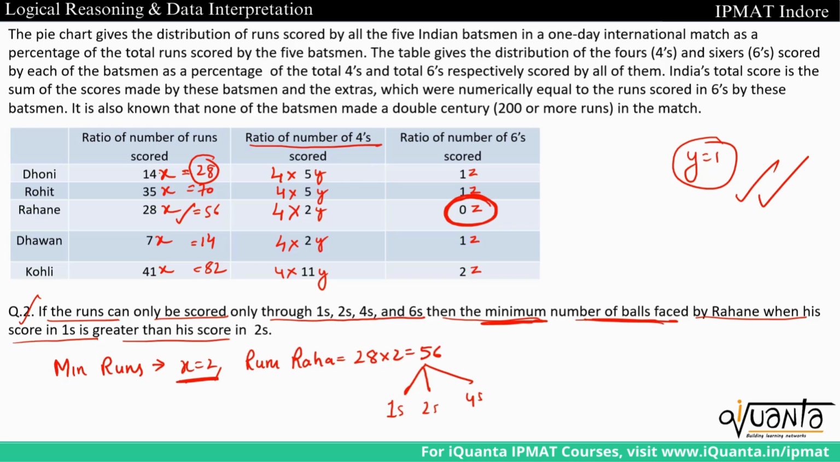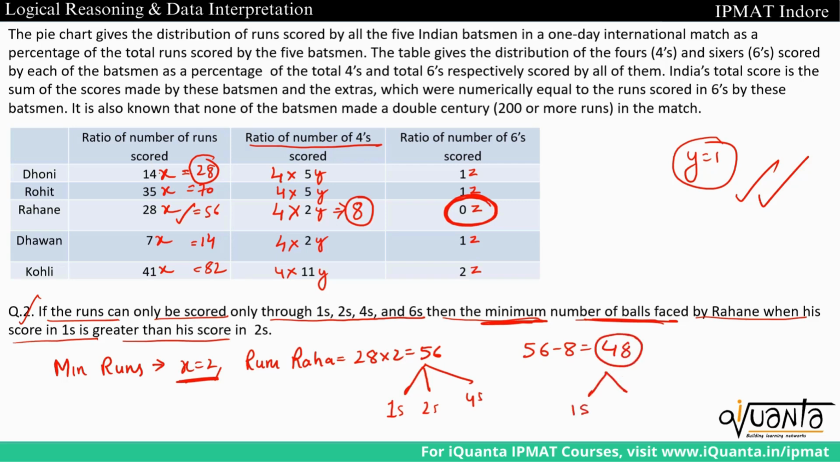So if y is equal to 1, what will be the runs scored by Rahane in 4s? It will be equal to 8 runs according to the table. So now we know that out of these 56 runs, Rahane will score 8 in 4s. So how many runs are remaining? 56 minus 8, that means 48.